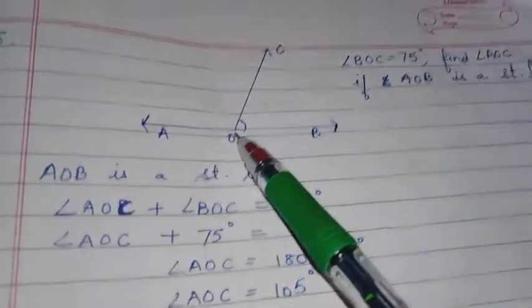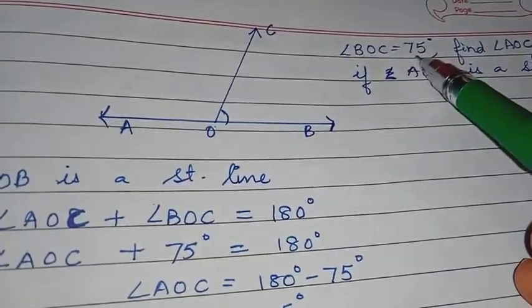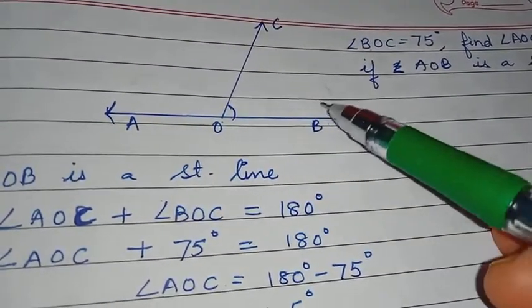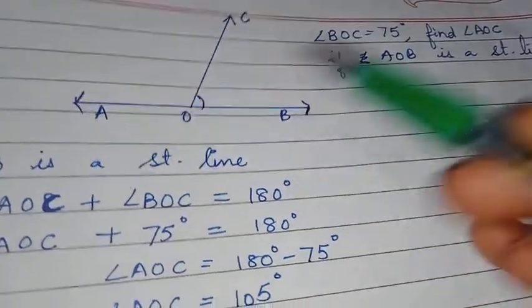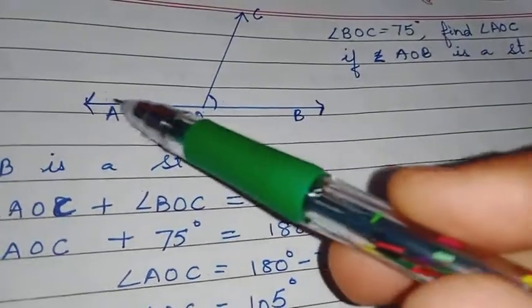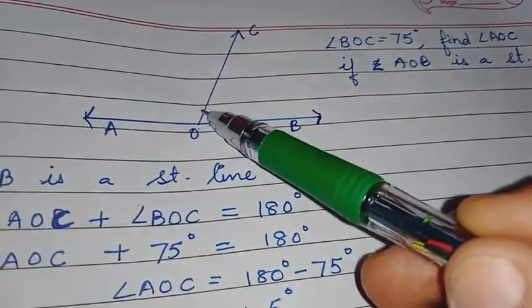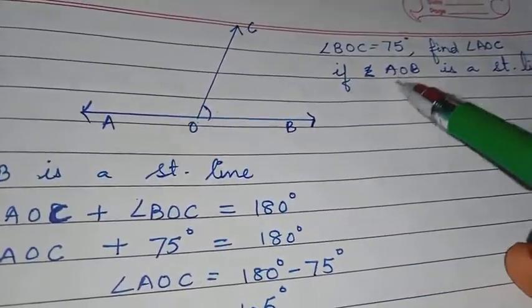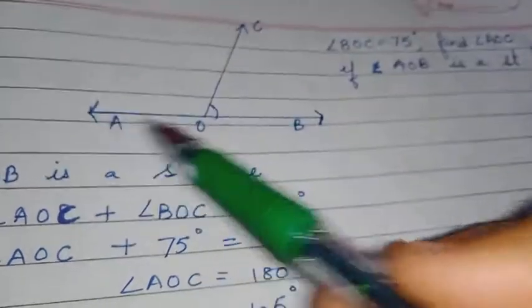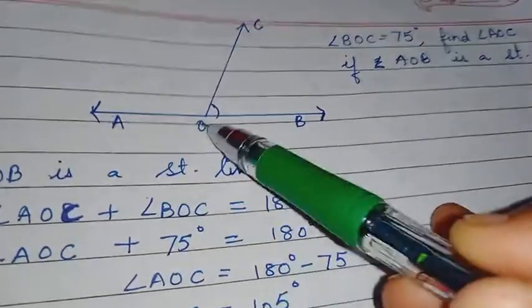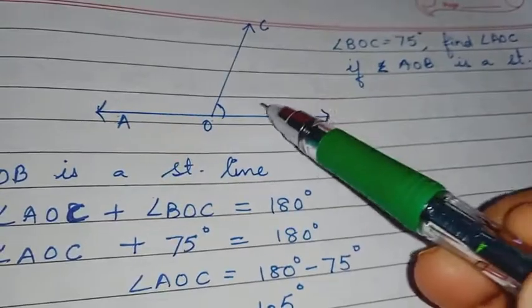Question number 5. See the figure. From the figure, angle BOC is 75 degrees. Where is angle BOC? Angle BOC is 75 degrees. Find angle AOC. What we have to find out: if AOB is a straight line, find angle AOC when BOC is given as 75 degrees.